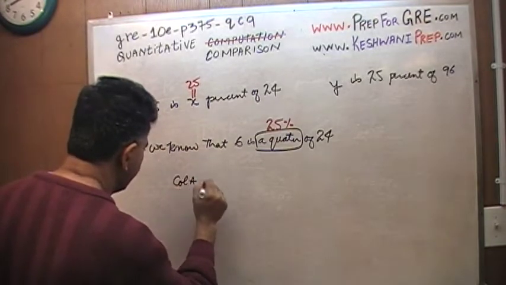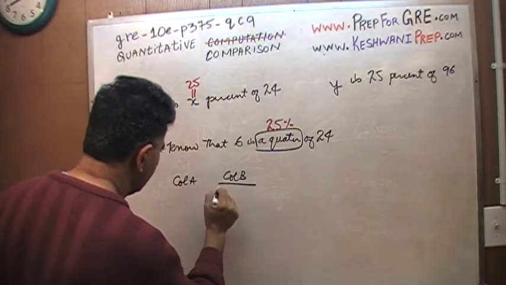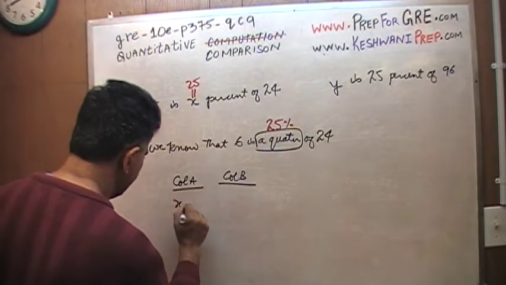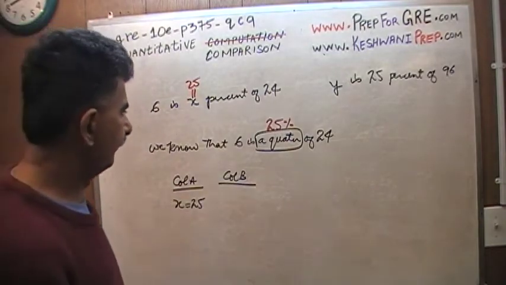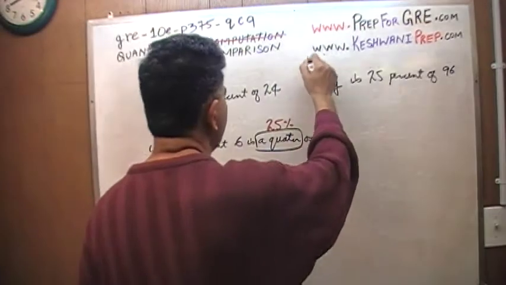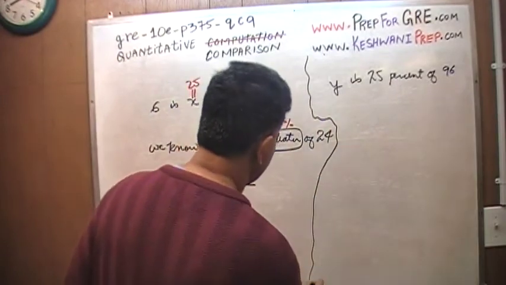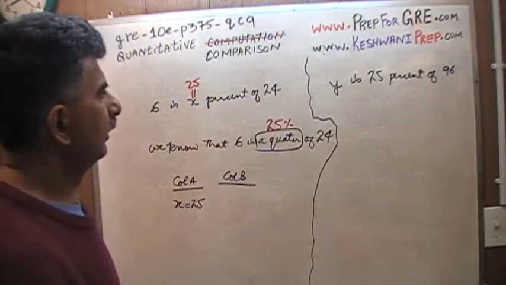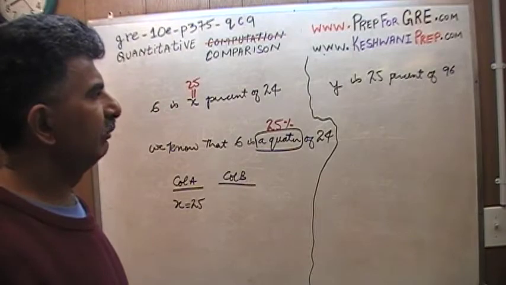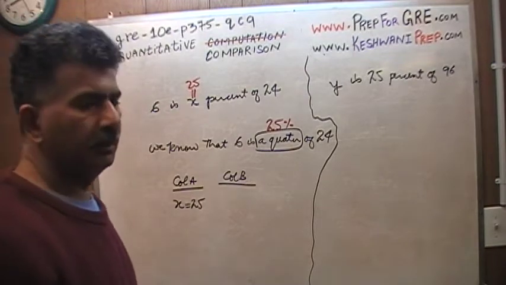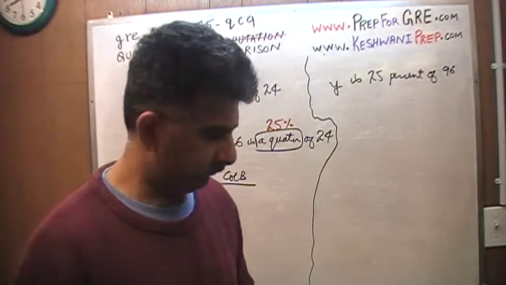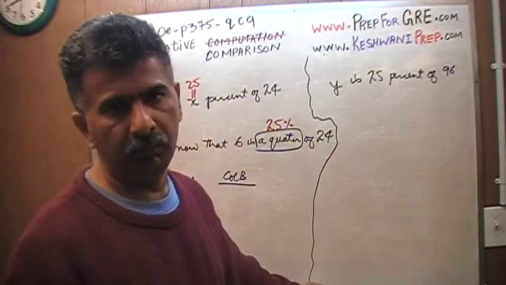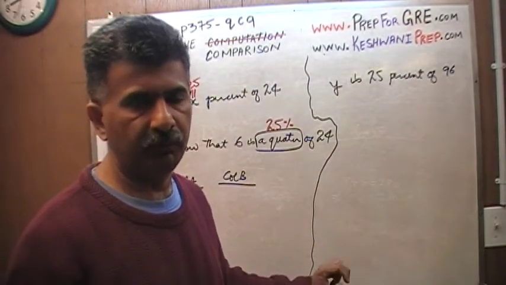Column A, column B. In column A they have X, which we just figured out is 25. Let's take a look at column B. Y, we are told, is 25% of 96. Now people will sit there and spend their time trying to figure out what is 25% of 96. It is not important to know what is 25% of 96, as I have told you many times before.